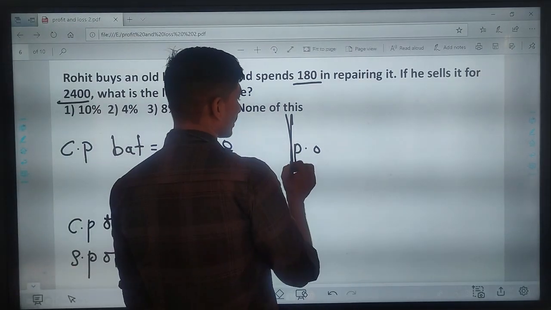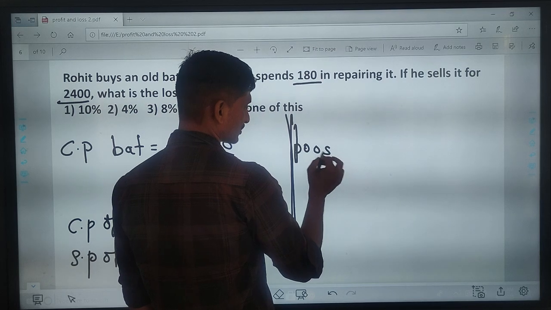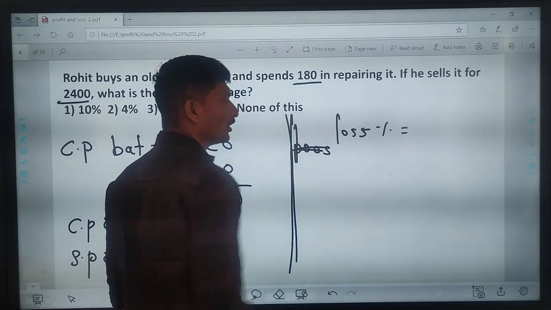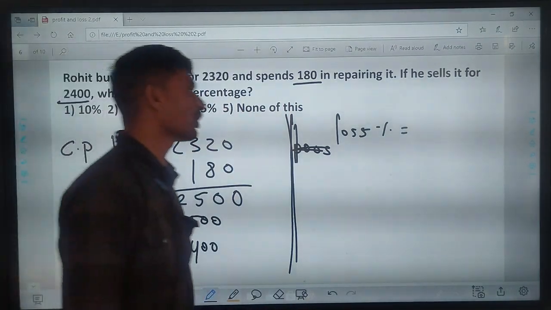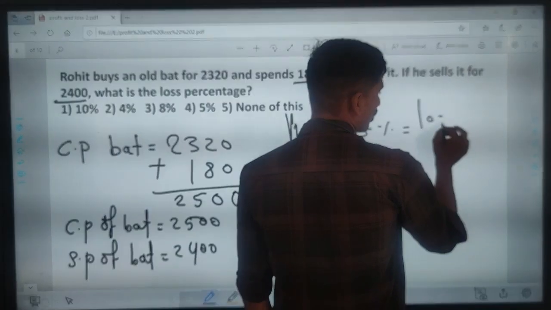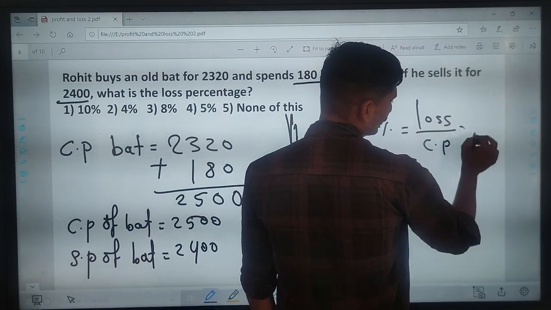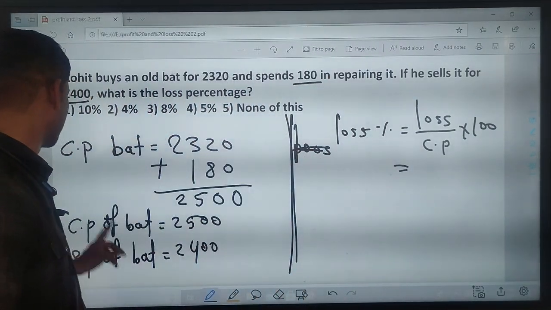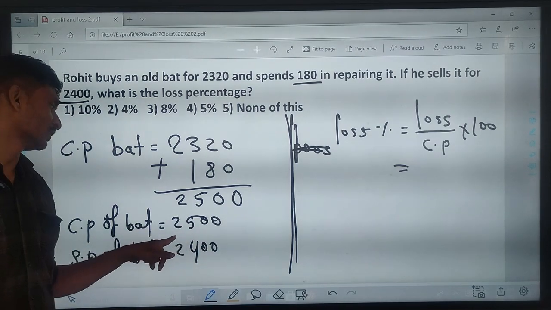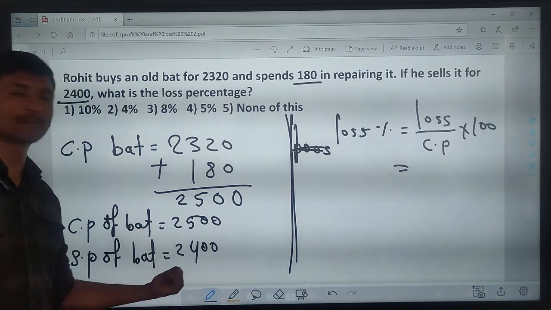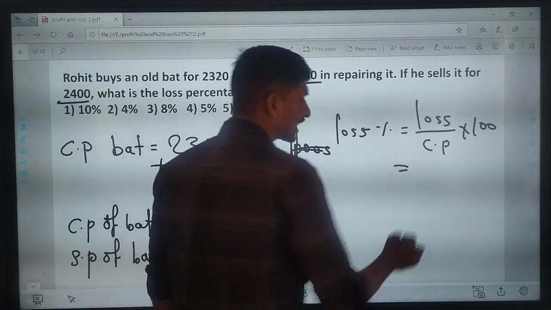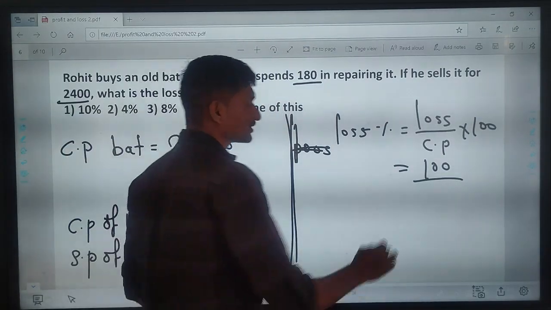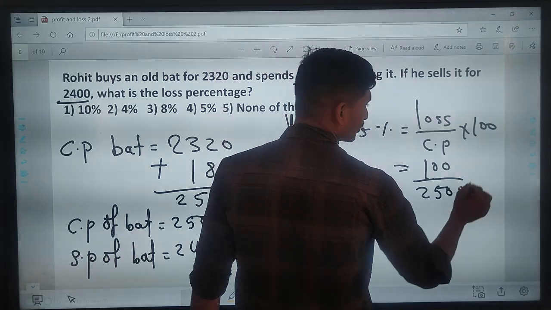Now here loss percent. Loss percent is equal to loss divided by cost price into 100. Now your loss is, if cost price of the bat is 2,500 and selling price of the bat is 2,400, your loss is 100 rupees. Then cost price of the bat is 2,500 into 100%.